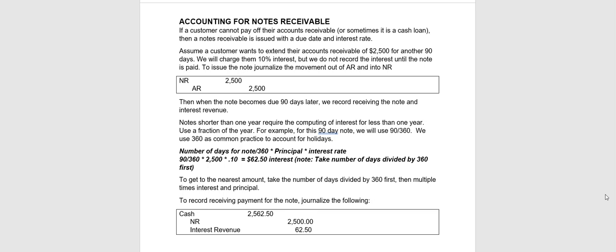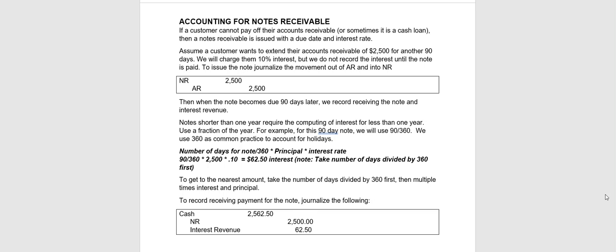Accounts receivable, usually customers pay that off within 30 to 45 days max, and you generally don't charge them any interest. However, sometimes you may have a customer who's not able to pay off their sale on account to you within the allotted amount of time. And so therefore, they may come to you and ask to extend it to a notes receivable. And you may agree to do that. And in exchange, you're going to charge them interest and refer to it as interest revenue.